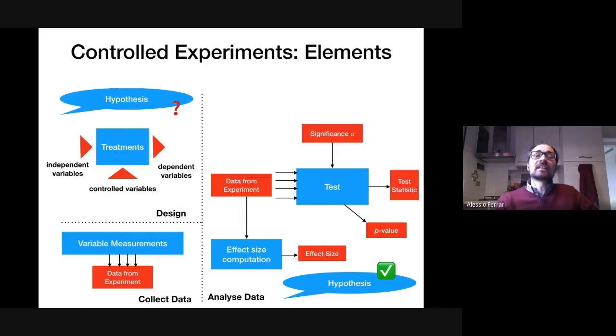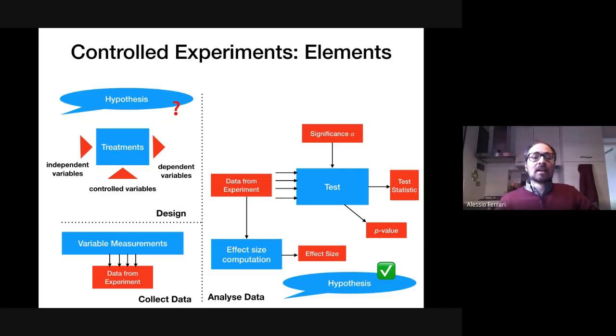This is the identification, the operationalization of the so-called constructs of my theory, and I have different so-called treatments. Okay, we will see what the treatments are in very few slides. So basically this is the design that is transforming your theory into something more operational and more controllable.